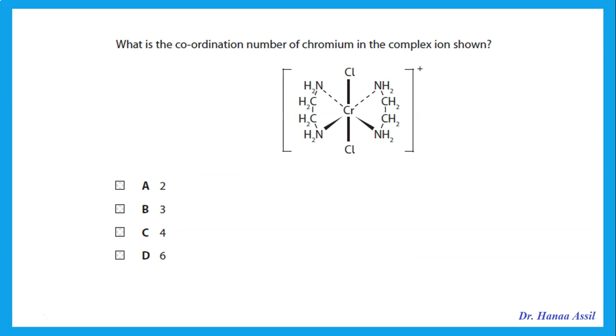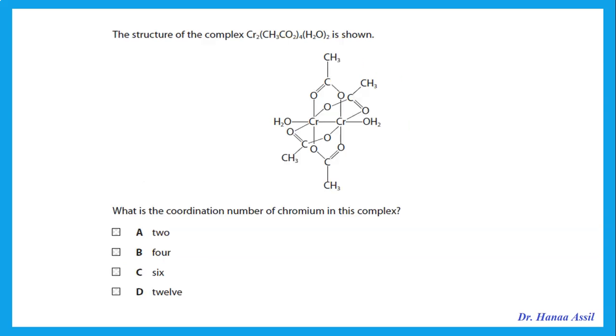What is the coordination number of chromium in this complex ion? Again, what do we mean by coordination number? It's the total number of dative bonds that are formed with the central metal ion. So the total bonds here are 6 dative bonds made to chromium.